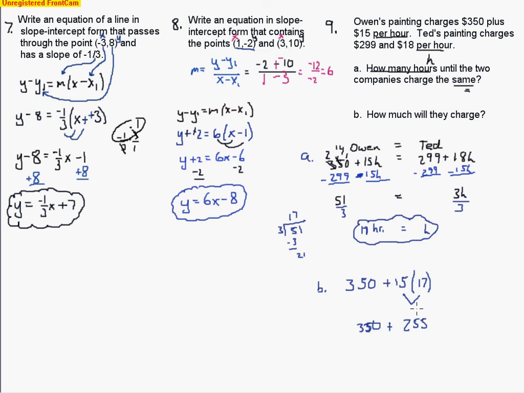And so when we go ahead and add those two numbers together, that gives us $605. That would be the amount that Owen and Ted will charge after 17 hours.